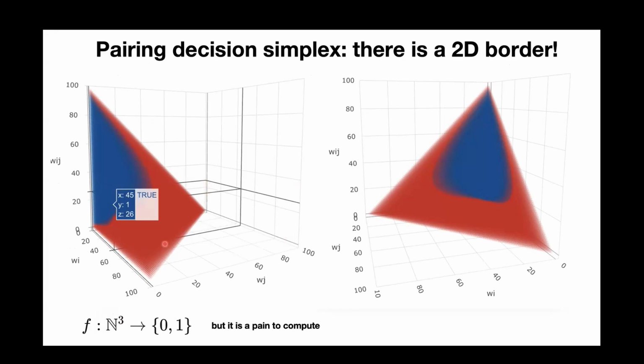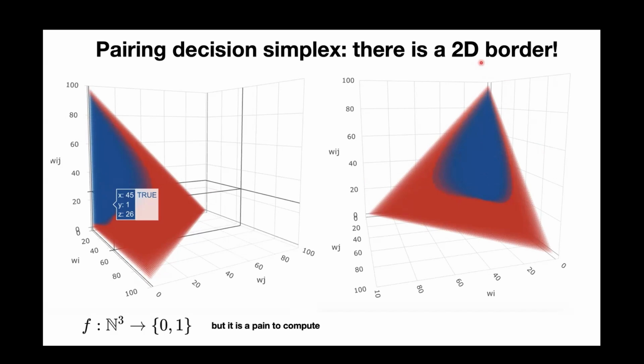If it's red, we reject the pair because there's a big loss, right? If it's blue, we accept the pair. And you see this exists in this simplex, and there is this zone, and there's a 2D border of this shape, right? Within this shape, we accept everything, and outside this shape, we reject everything.